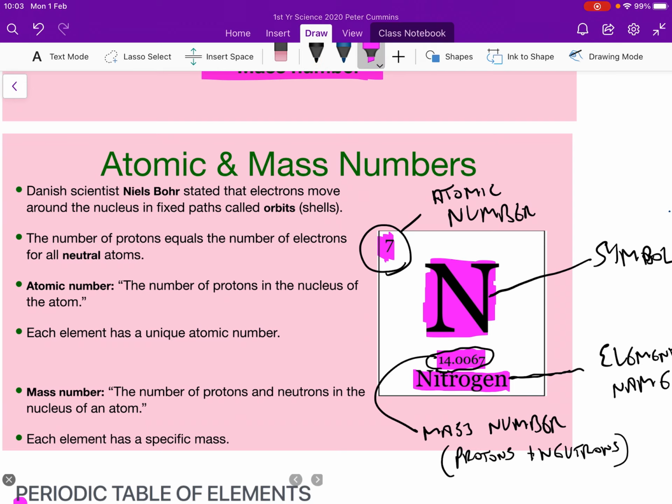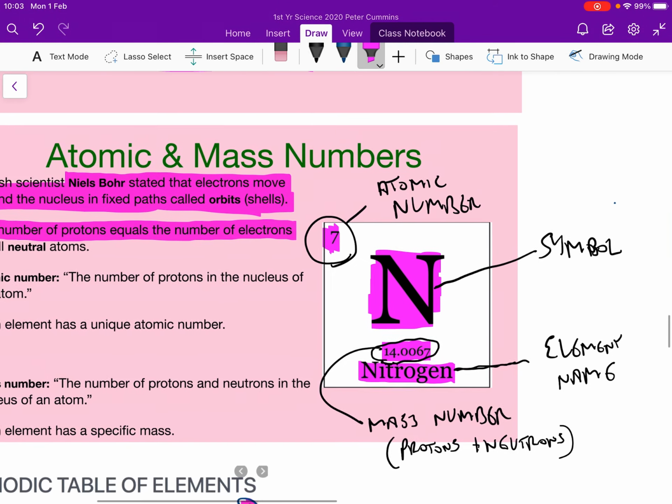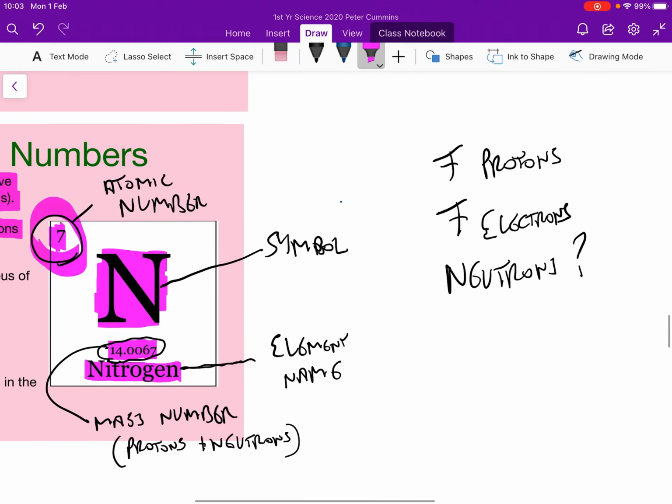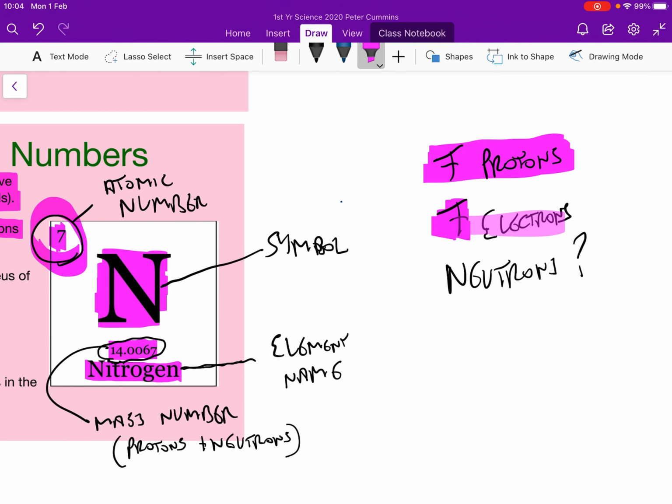This guy, Niels Bohr, is where the second person comes in. Niels Bohr stated that electrons move around the nucleus in orbits or shells or clouds. The number of protons equals the number of electrons. So if the atomic number here is 7, that means it's going to have 7 protons, because that's what the atomic number means, the amount of protons.